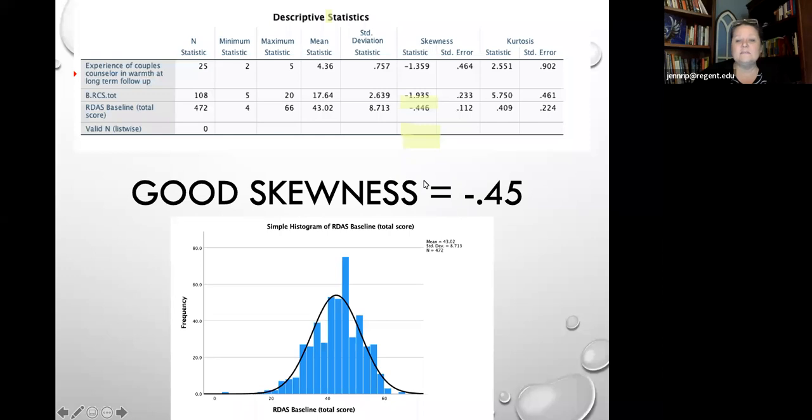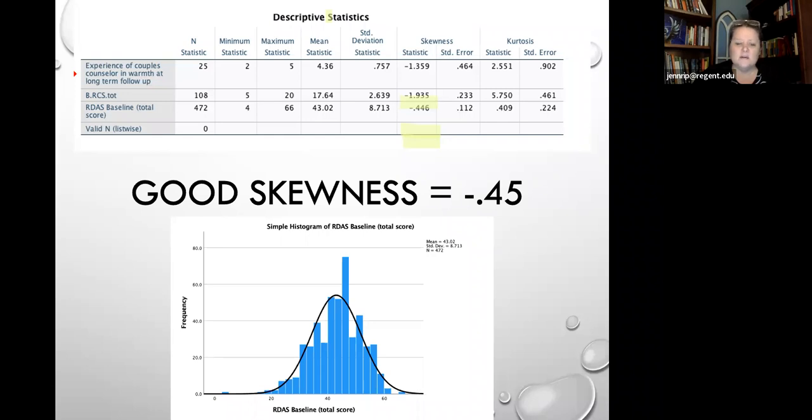And then finally, this is a beautiful one. We have a skewness here, you can see, of negative 0.446, or rounded, negative 0.45. This is the RDAS, the Relationship Dynamics Assessment Scale. This is a classic satisfaction measure. So this is how satisfied are you with your relationship? And while we have a little spike there with a lot of people scoring, looks like around 50, for some reason that one kind of spiked a bit. Overall, it looks like a pretty normal curve, right?